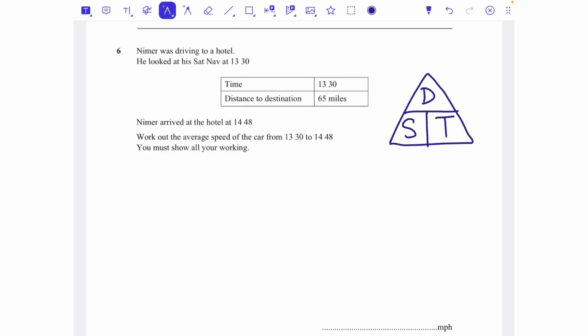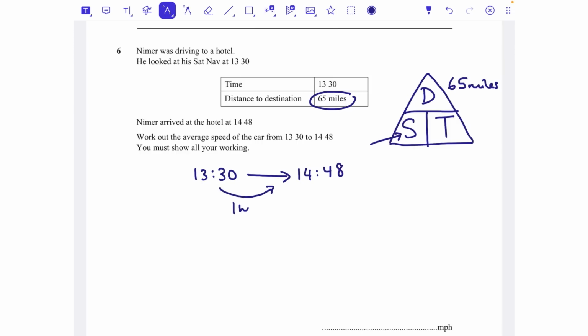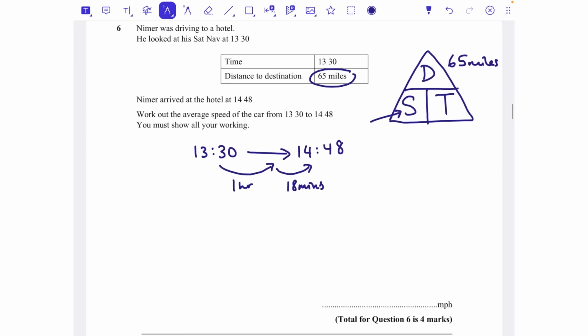So to be able to work out the speed, we need to do distance divided by time. We know that the distance is 65 miles, but we don't know the time. So the time is from 1:30 or 13:30 to 2:48. Now that is 1 hour would get us to 2:30 and then another 18 minutes. That's how I work it out in my head anyway. 1 hour and 18 minutes. So I've got to now type that in my calculator. Now a lot of you would like to change that and make it 78 minutes and then you'd have to put it back into hours at the end.